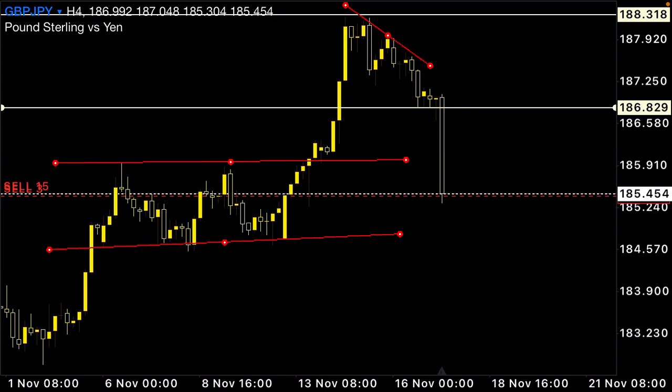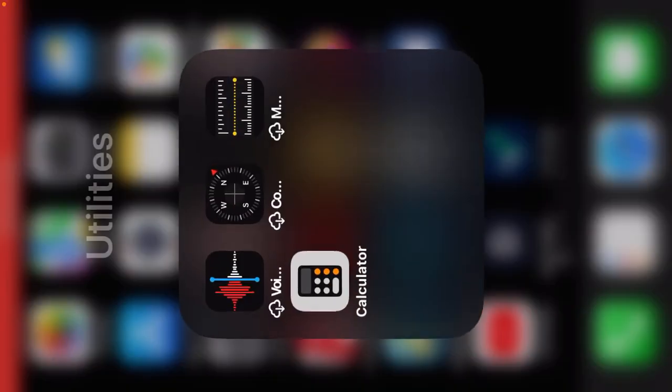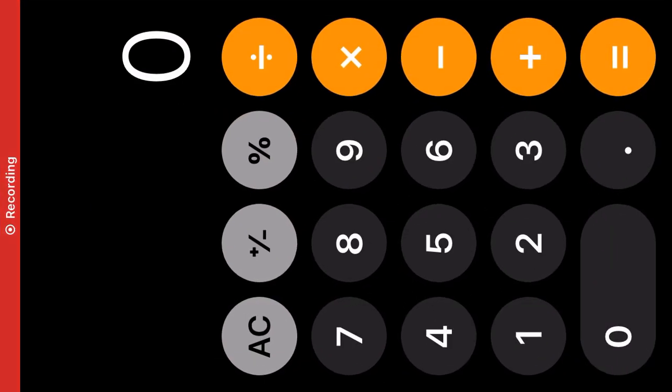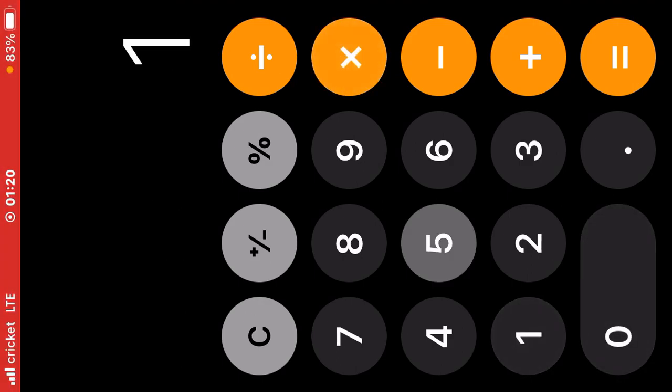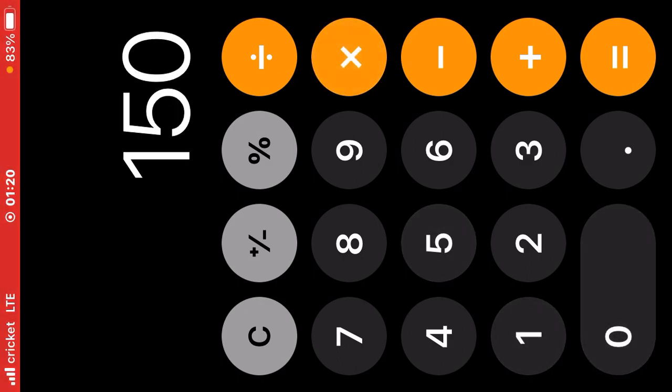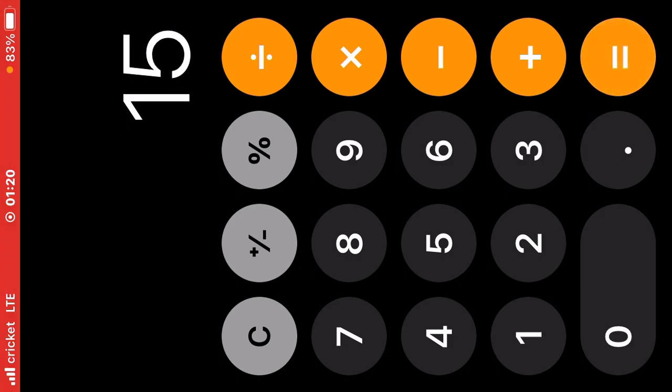It went from 86.80 to 85.40, that was over 100 pips. That was a 150 pip move. So going to the calculator, 10 cents times a 150 pip move like that, that's $15 on a $500 account.